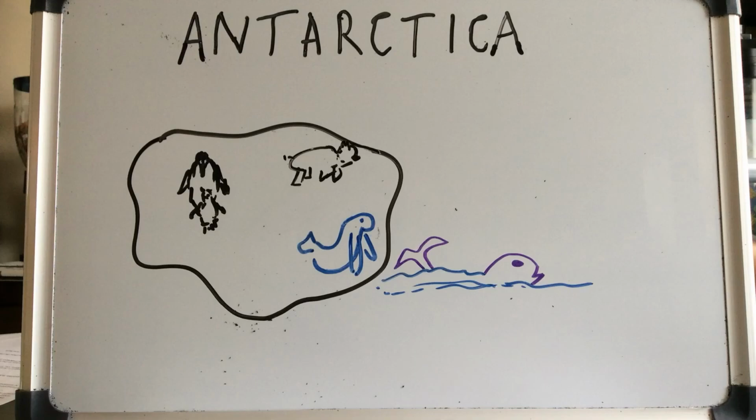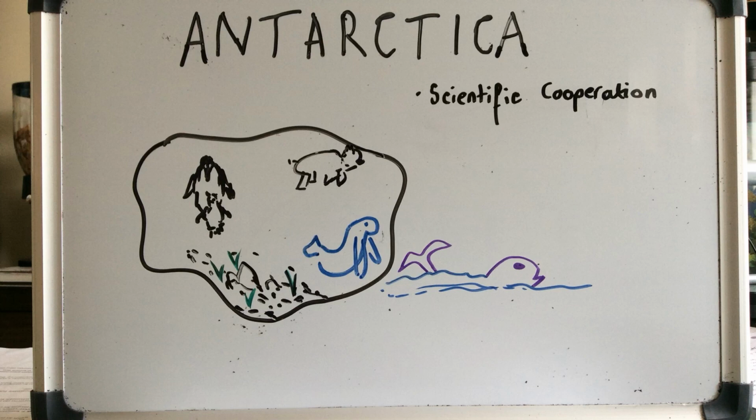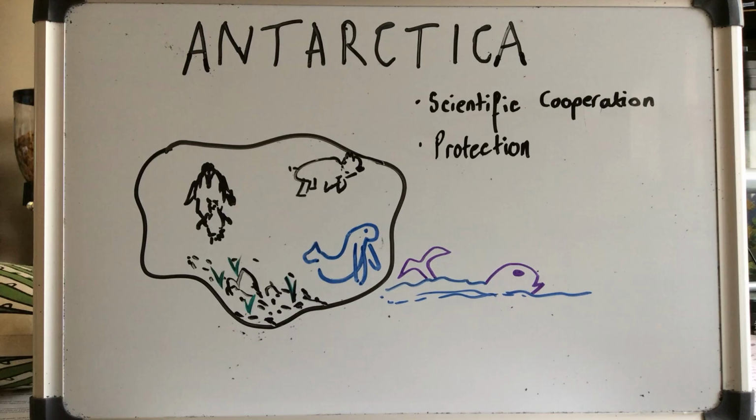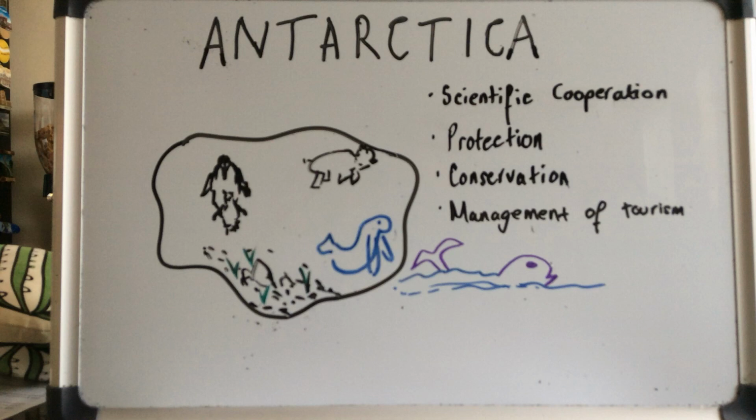In 1961, the Antarctic Treaty was established. It was set out to protect the unique nature of the Antarctic continent. Some of its provisions include scientific cooperation between nations, protection of the Antarctic environment, conservation of plants and animals, designation and management of protected areas, management of tourism.